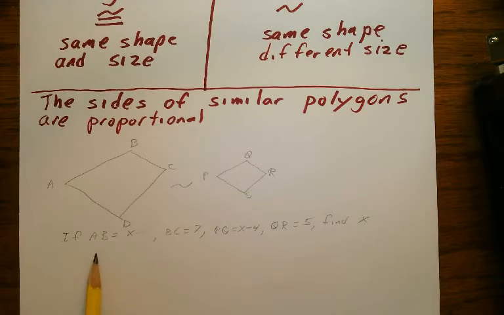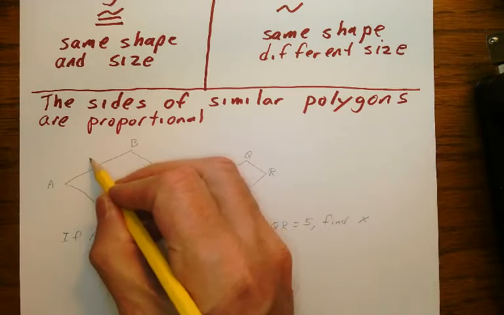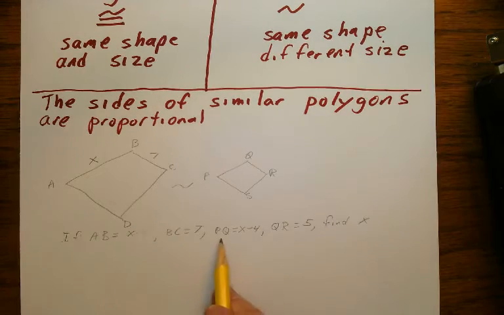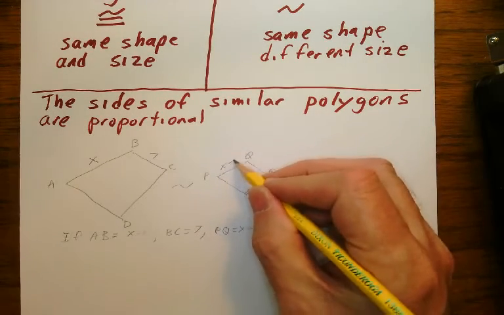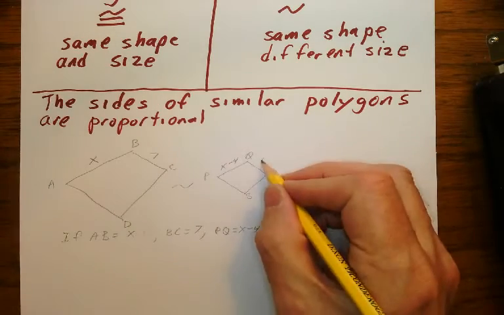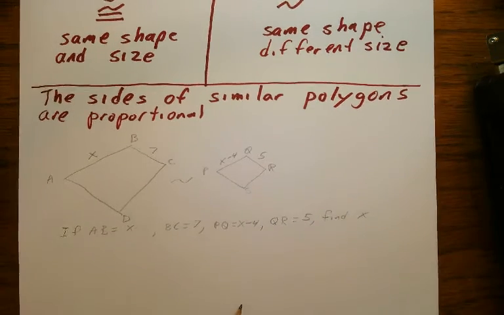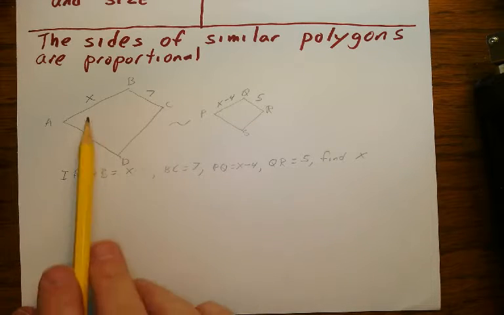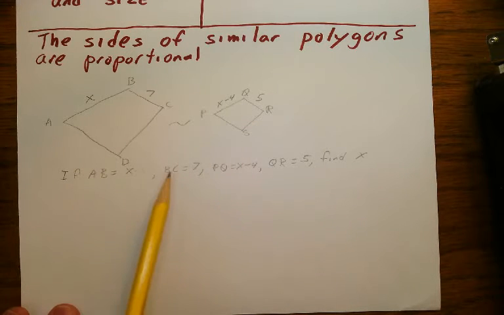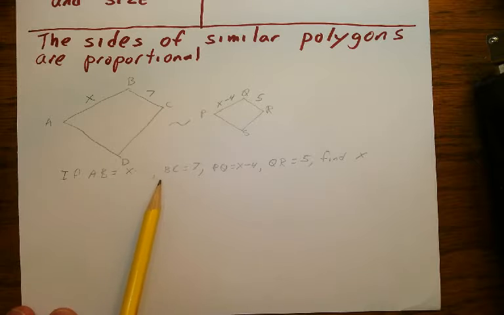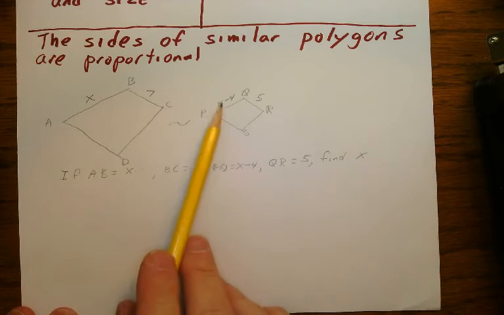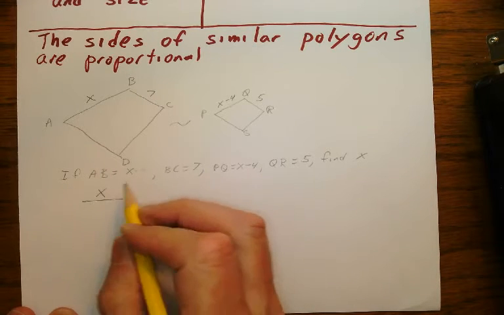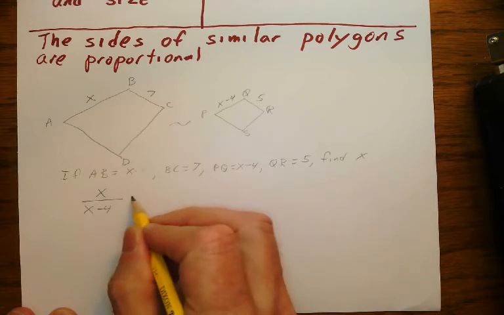Now, here it says AB is x, so I'm going to label AB x. BC is 7, PQ is x minus 4, and QR is 5. Since these two polygons are similar, the matching sides, or corresponding sides, are proportional. You can see the way it's drawn that this side AB matches with that side PQ. So I'm going to say the x is proportional to x minus 4.